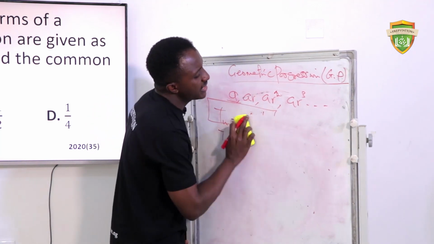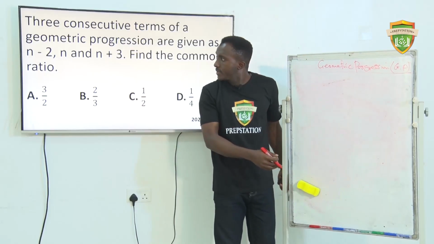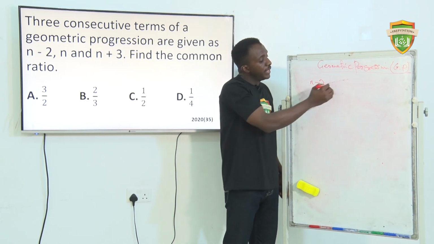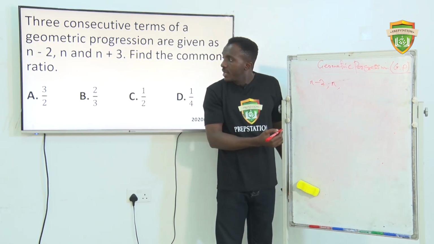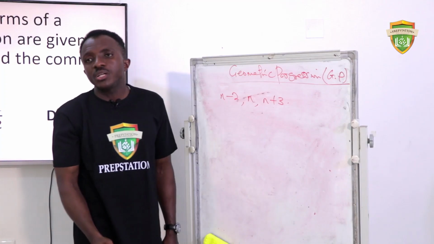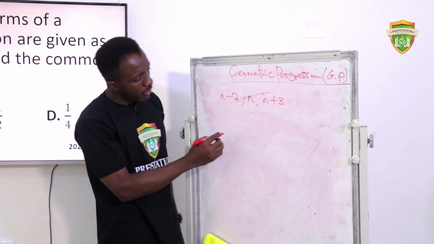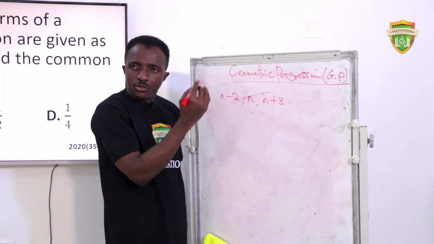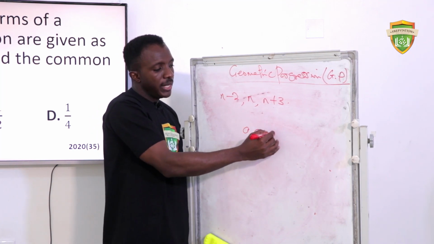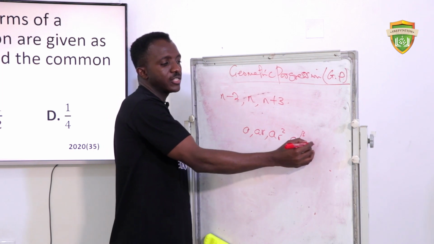So we've been given 3 terms of the GP. The first term is n minus 2. The second term is n. And the third term is n plus 3. Now there is the word common ratio. Let's go one step back. When I gave you the terms, I said we have AR raised to power 2, AR raised to power 3, and so on.